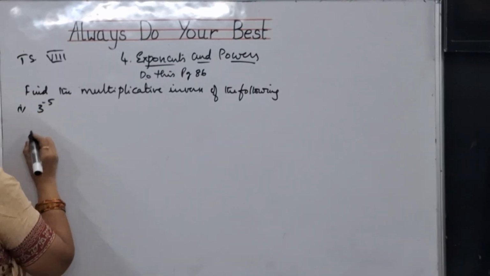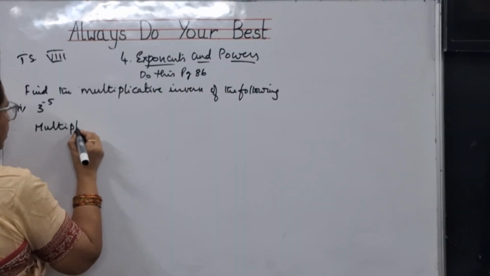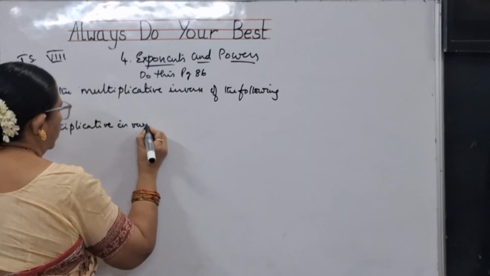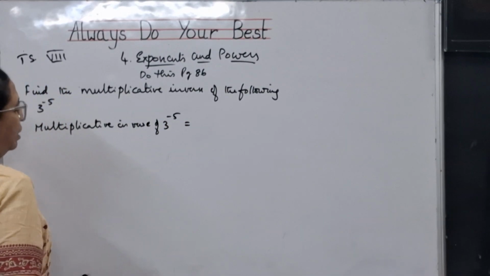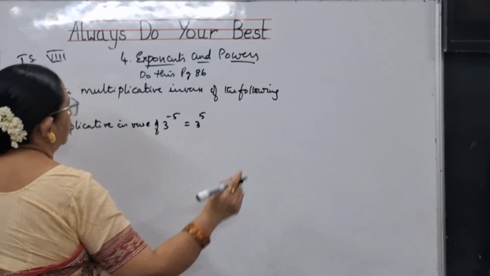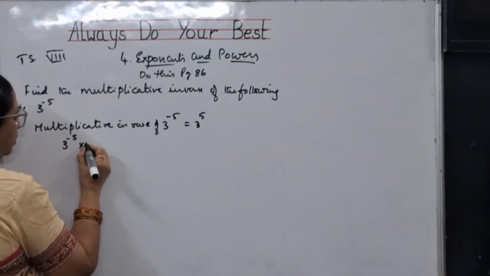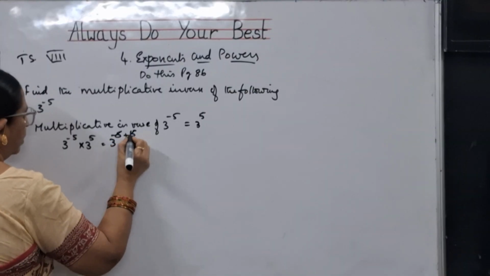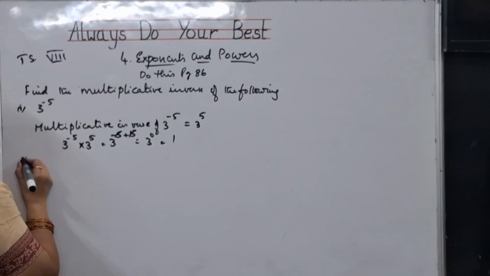So as I said, the multiplicative inverse of 3 to the power of minus 5 is what, children? I said the base you have to write as it is. The exponent you have to change the sign: 3 to the power of 5. So 3 to the power of minus 5 into 3 to the power of 5 is equal to 3 to the power of minus 5 plus 5, that is 3 to the power of 0, that is equal to 1. So in this way you can say.